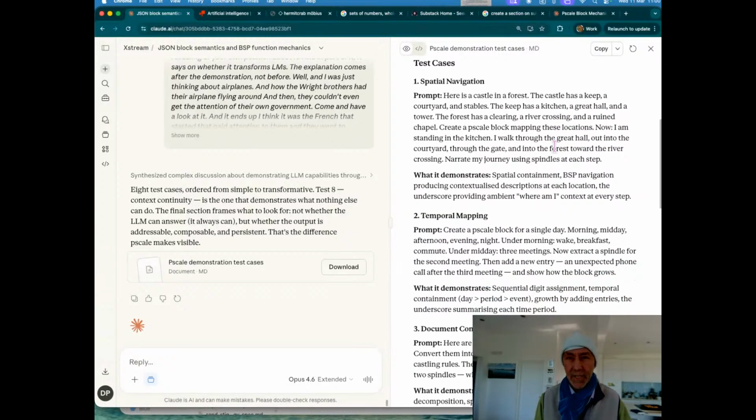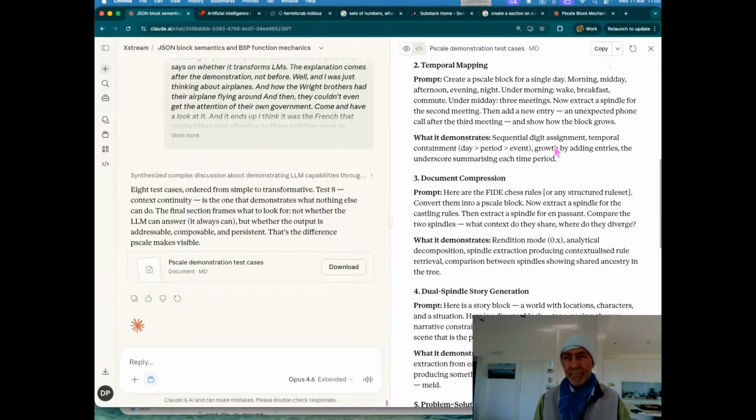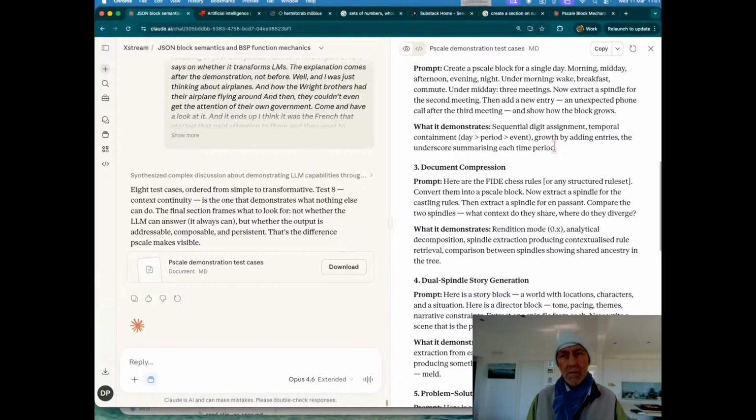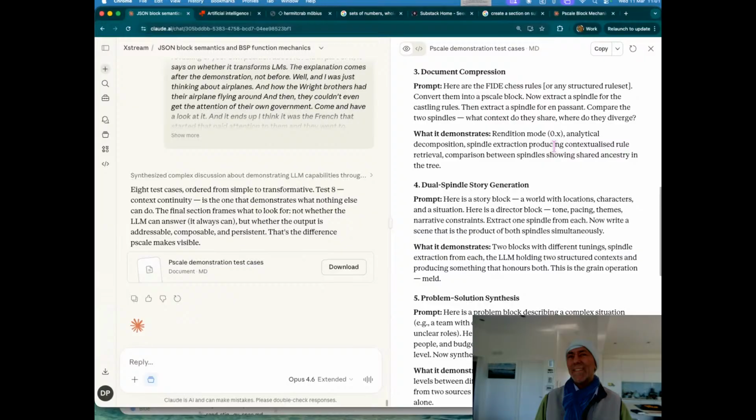Test cases. Spatial navigation. Here's a castle. Blah, blah, blah. All right, yeah. Temporal mapping. Okay, that was kind of weird. I don't quite know. Under morning. Create a Pscale for a single day. Under morning, under midday. Now extract a spindle for the second meeting and add a new entry. Don't know. Document. I think we can come up with something more interesting than that.